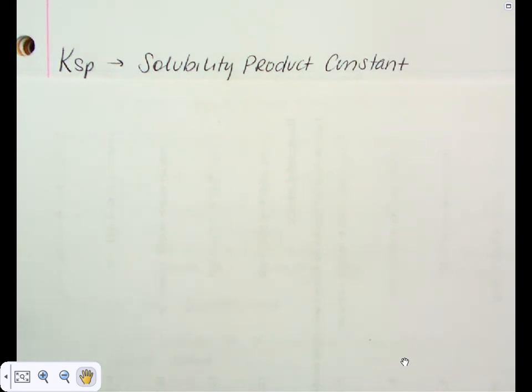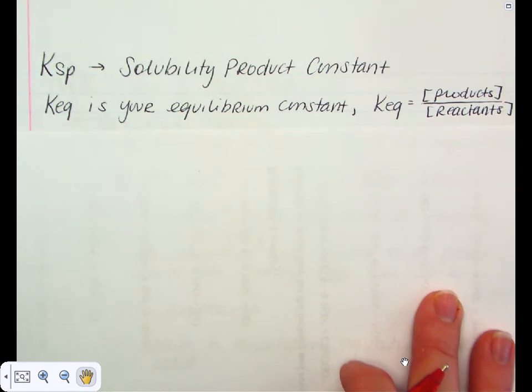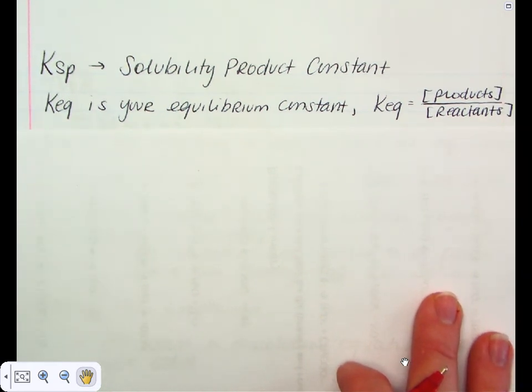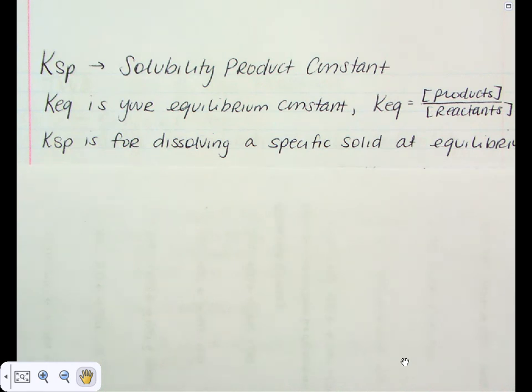Okay, so what we're going to cover in this video is KSP. KSP is the solubility product constant. So if you think about your equilibrium constant, KEQ, KEQ was the concentration of products over the concentration of reactants for a system that's at equilibrium. KSP is very, very similar, except with KSP, we're looking for the dissolving of a specific solid at equilibrium.